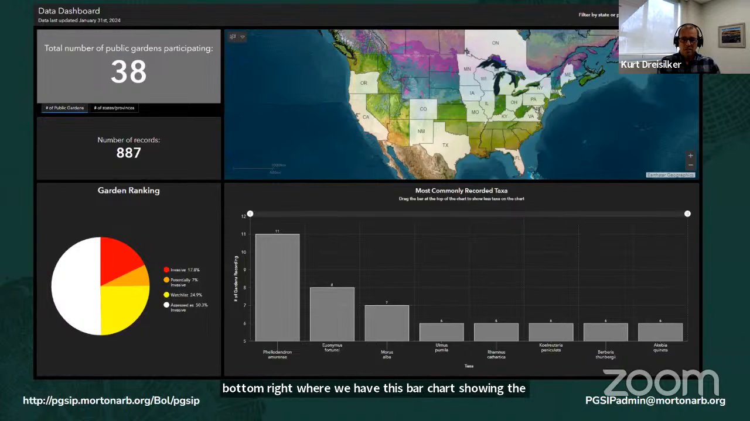And so you can see the winner at this point, if you will, is Phellodendron amurense, which is the Amur cork tree. And you can scroll across to see some of the other taxa that are being listed most commonly.